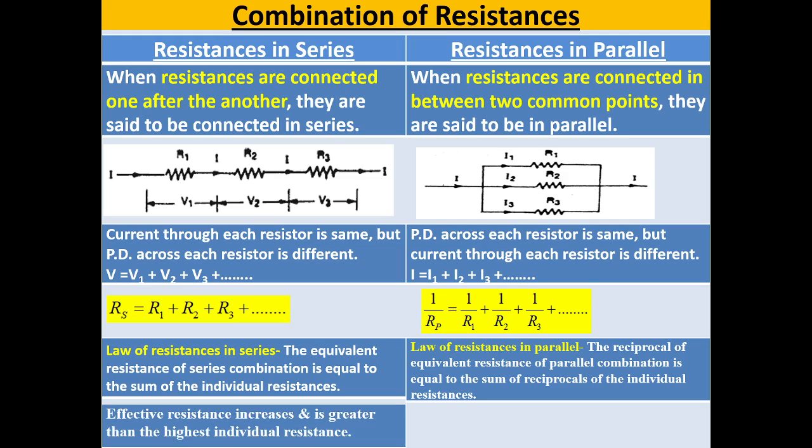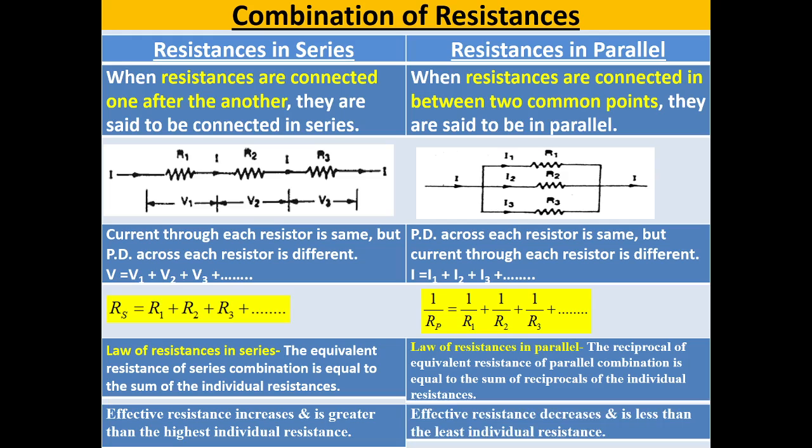Whenever resistances are connected in series, the total resistance increases. It is greater than the highest individual resistance. Whereas whenever resistances are connected in parallel, the total resistance decreases and it is less than the least individual resistance.